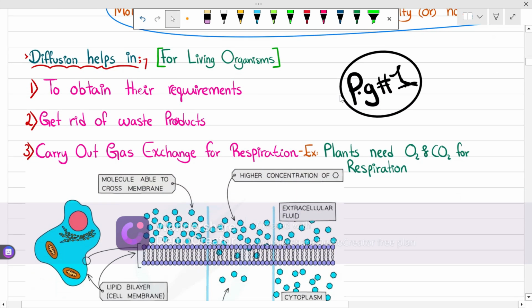Why is diffusion important for living organisms? In our syllabus, these are the 3 points we need to remember. The first one, to obtain the requirements. The second one, to get rid of waste products. And the last one, to carry out gas exchange for respiration. Example, plants need oxygen and carbon dioxide for respiration.